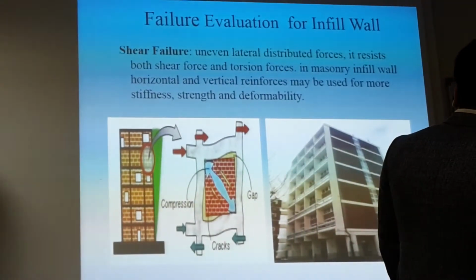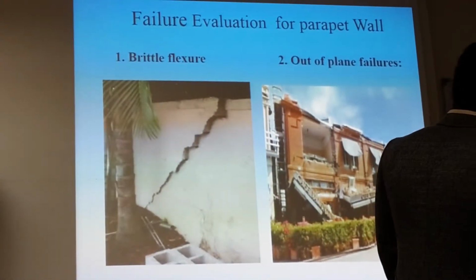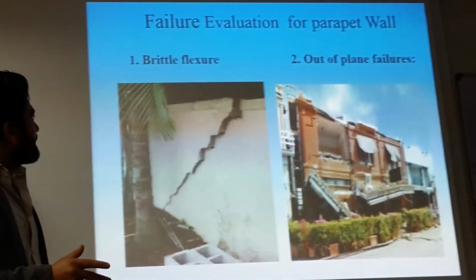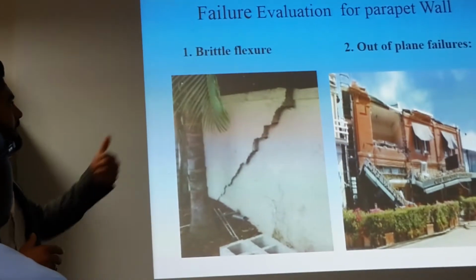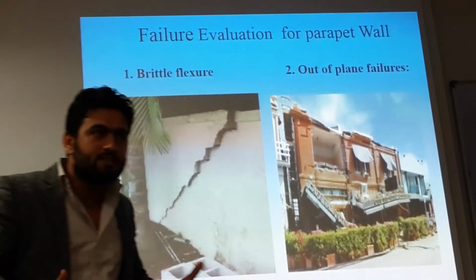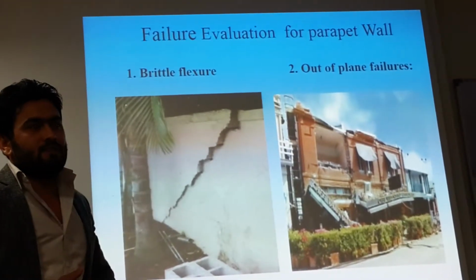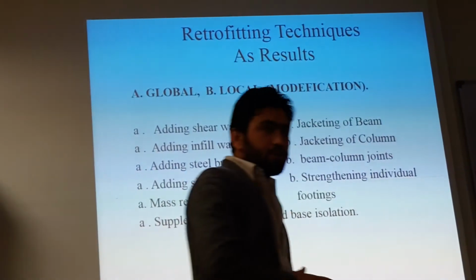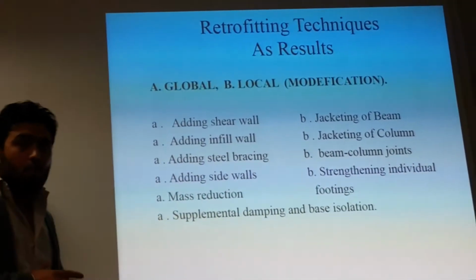Sliding shear and shear failures, and in retrofitting, mainly two kinds of parapet walls. In parapet walls, we may have out-of-plane failures and brittle failures. These happen in retrofitting techniques, and as a result we have got it there.